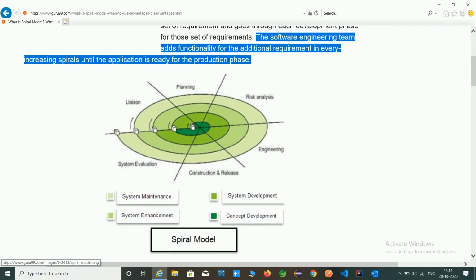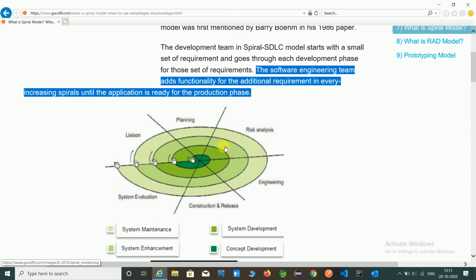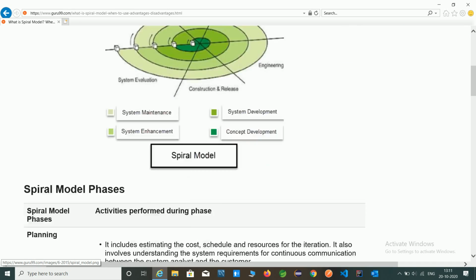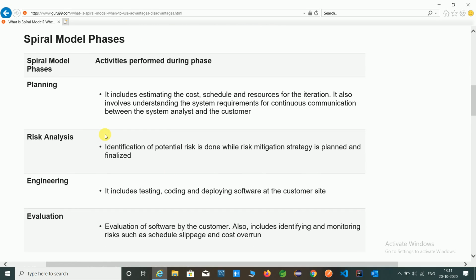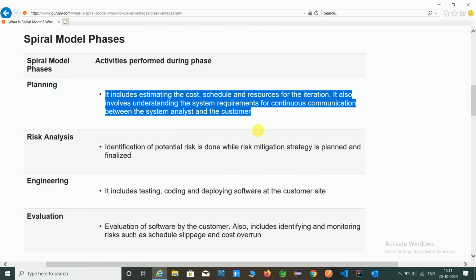Here you can see the phases of a spiral model: planning, risk analysis, engineering, construction, evaluation, and maintenance lesson. Let's check the phases of the spiral model. First is planning. Planning includes estimating the cost, schedule, and resources for the iteration. It also involves understanding the system requirements through continuous communication between the system analyst and the customer.